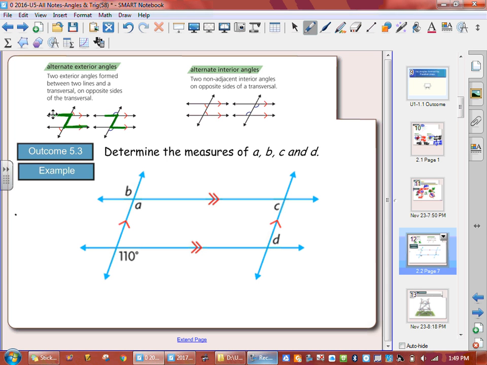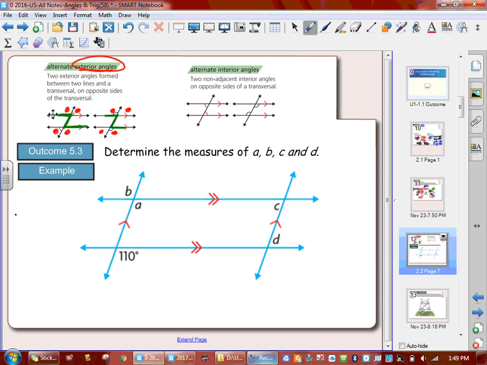The exteriors, the alternate exteriors mean they're going to be on the top of the Z, on the top of the parallel lines. So they're either both on top or both on the bottom. So we're talking about these 2 angles and these 2 angles. Those are your alternate exteriors. Okay, those 4 angles. Okay, they're from a Z. Okay, and the alternate means they come from opposite sides.